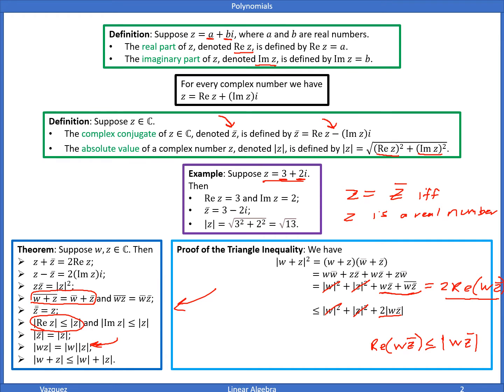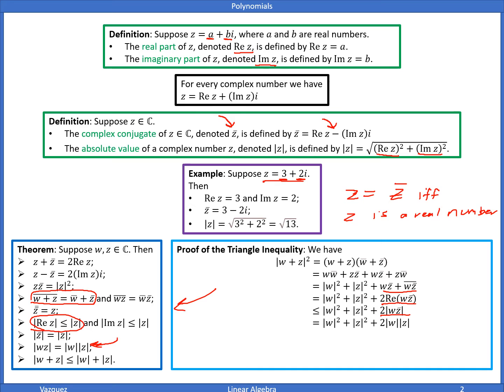So again, this I'm circling in red is equal to this over here. And we know that 2 times the real part of w times z conjugate is less than this here. That's how we're getting this inequality. So I'm going to erase this just so it doesn't distract us. Oh, actually I put it out of order. There it is. So again, this here was equal to this part, which is less than this part.